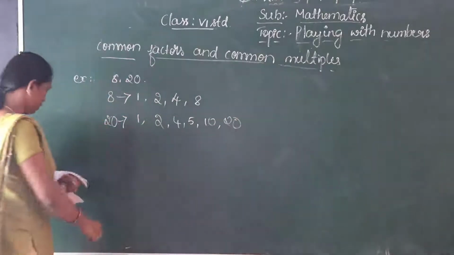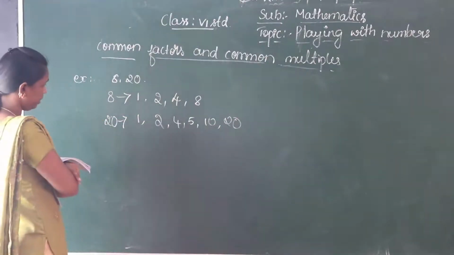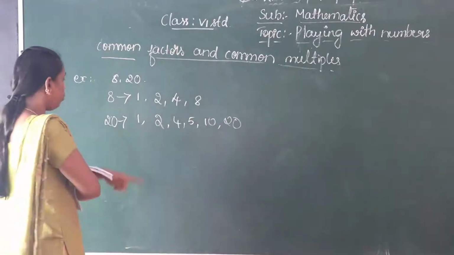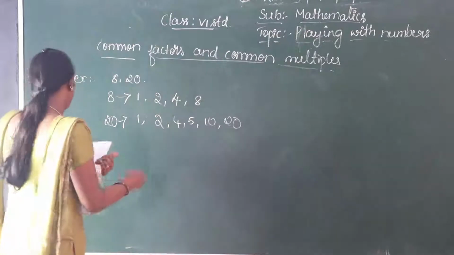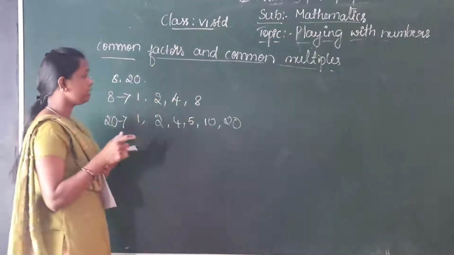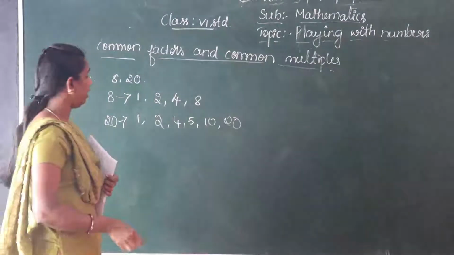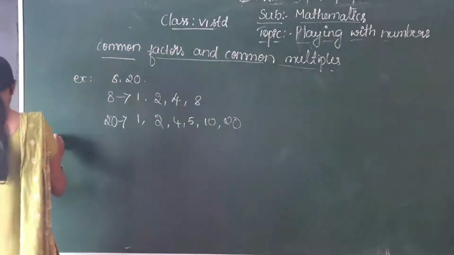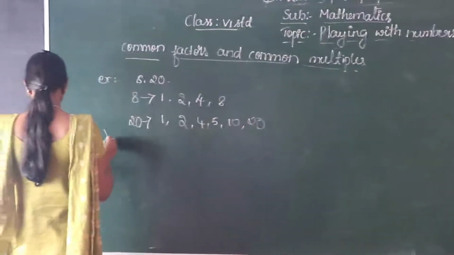Observe carefully children. Here which are the common factors? Here the common factors are 1 and then 2 and then 4. So what we are finding, the numbers commonly present in both 8 and 20, are called common factors. Let us go to exercise 3.4. First one.